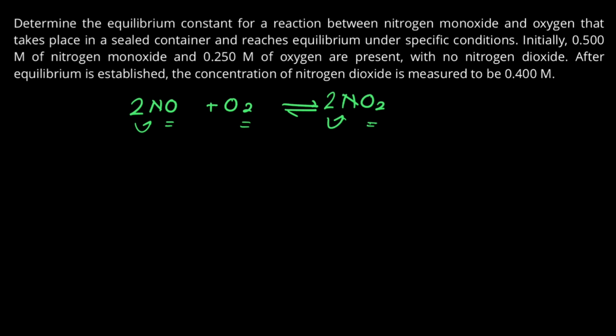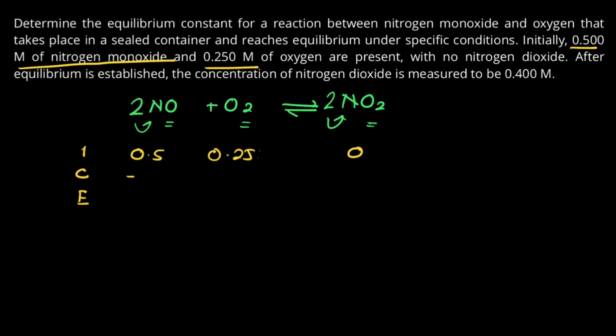The next thing that we need to do is write the ICE diagram: initial, change and equilibrium. Initially it states that it has 0.5 molar nitrogen monoxide. So here 0.5. You do not have to change anything because it's already in molarity. And it has 0.25 molar of oxygen, so I'm just going to remove the molar here. But there's no NO2 being formed at the beginning.